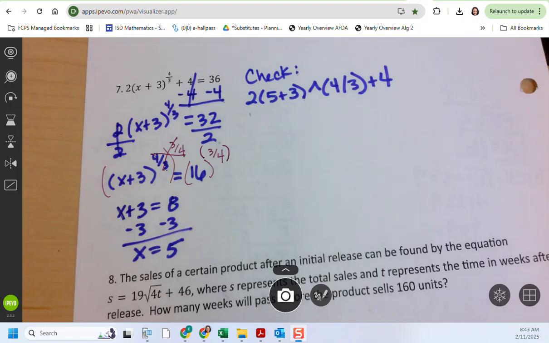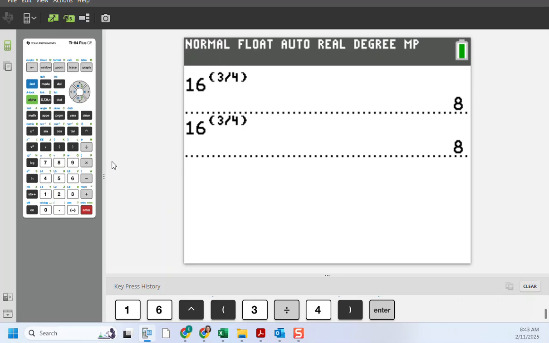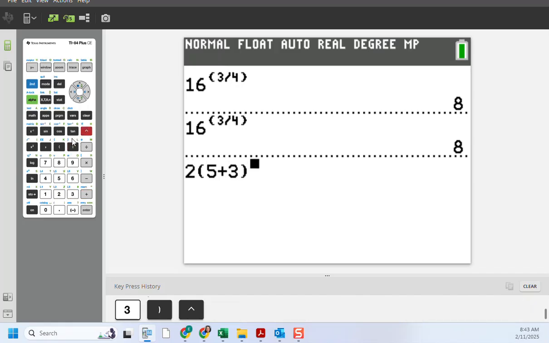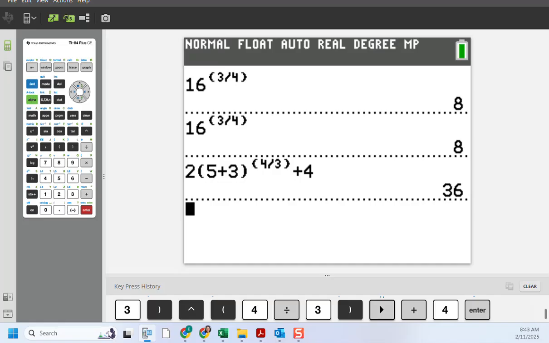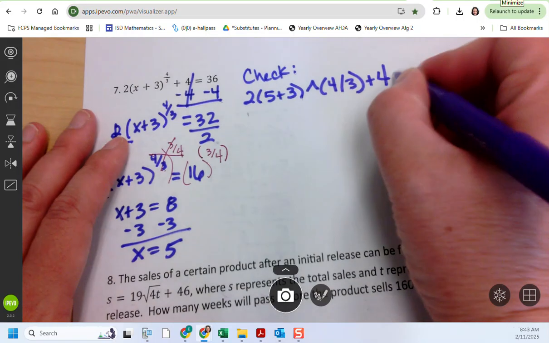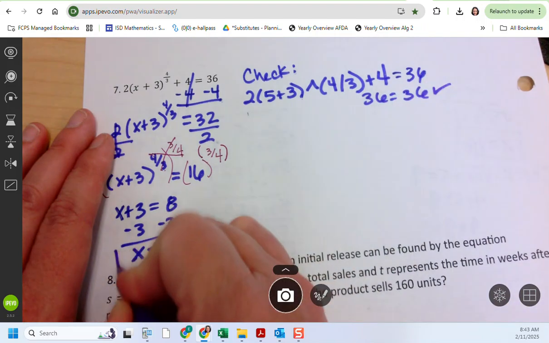All right, so we are going to check. Let me see if I can pull this back up. Okay, so I need to type 2 parentheses 5 plus 3, close parentheses, raised, parentheses, 4/3, and then plus 4. I did get 36, so it checks out. We're good. It checks out. So x equals 5 is correct.